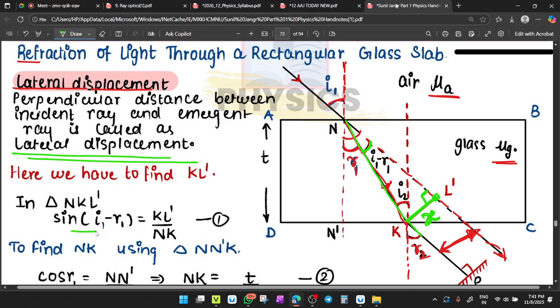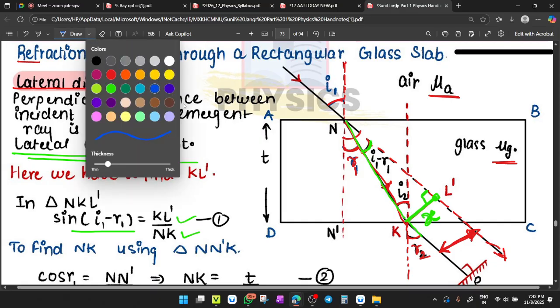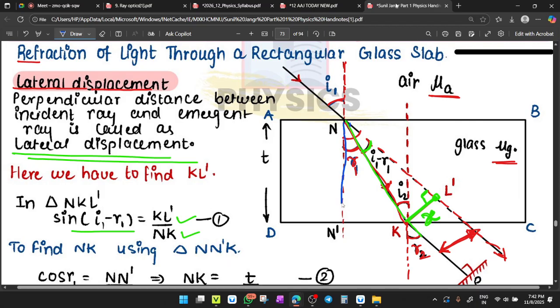Okay. So sine theta is equal to perpendicular upon hypotenuse, KL dash upon NK. Now, to find this distance NK, you have to use the triangle N dash and SK. Yes, this one, the blue triangle, N dash and SK. What do we need to find? This NK.